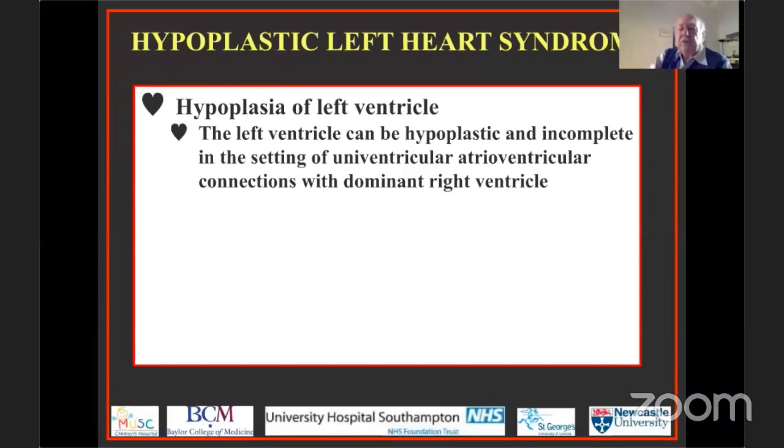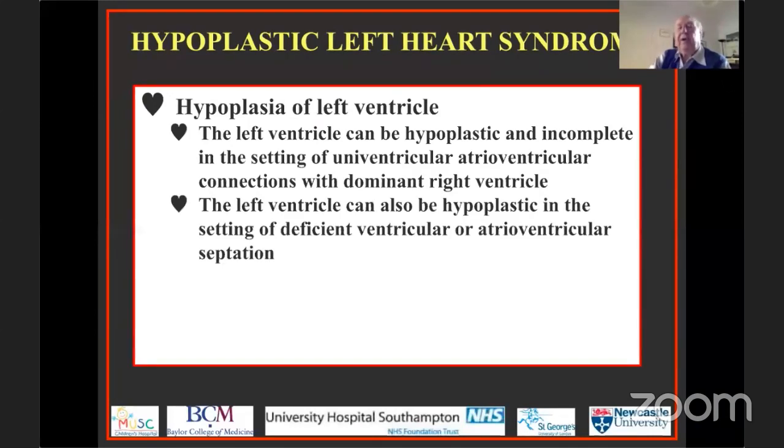So the left ventricle can be hypoplastic and incomplete in the setting of univentricular connections with a dominant right ventricle. We're not going to be discussing that today because that is not what we call hypoplastic left heart syndrome. The left ventricle can also be hypoplastic when there's either a ventricular septal defect or an atrioventricular septal defect. And again, although some of those patients may come forward for functionally univentricular repair, we should not be considering those patients as having hypoplastic left heart syndrome.